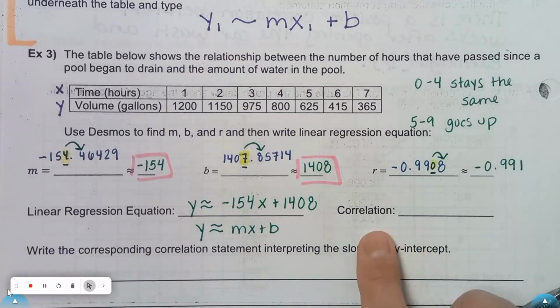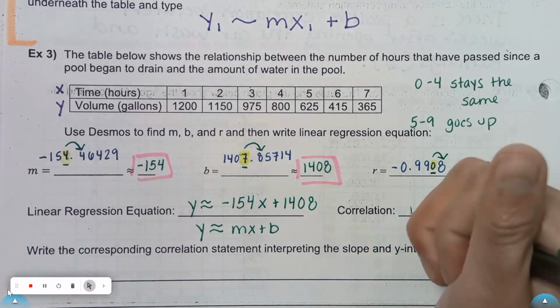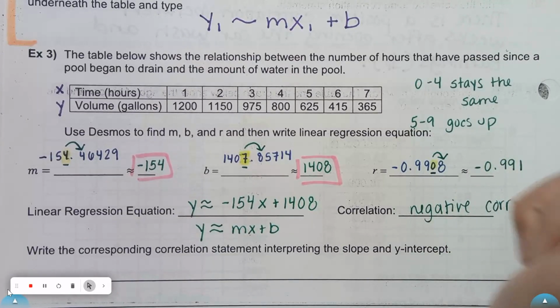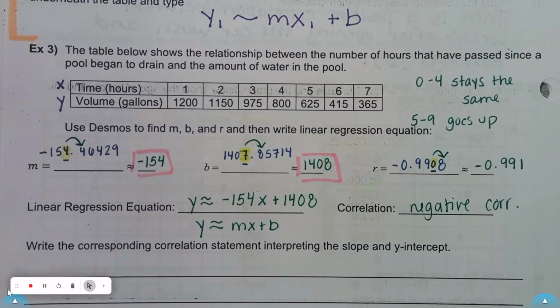For the type of correlation, here is where you're telling me if it's positive, negative, or no. And we saw on Desmos that it was in a negative trend. So this is a negative correlation. Okay, perfect. The last thing that we are going to do is we have to write a sentence interpreting the slope and the y-intercept. And here you have to be super careful, okay?